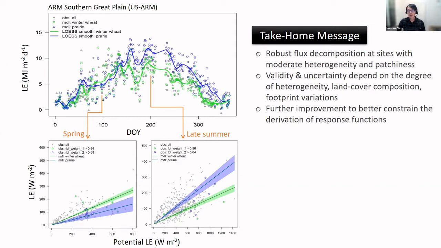So the take home here is, I think this method is kind of robust, but it also depends on the degree of heterogeneity of the site, the land cover composition, and of course the footprint variation. For some sites, it might be challenging to separate this out, but this provides a new opportunity for us to look at the flux data in a spatial way. And there is also room to improve, to better constrain the derivation of the response function in the future. And that's it for me. I hope I have time for questions.